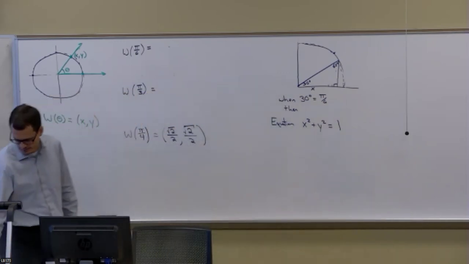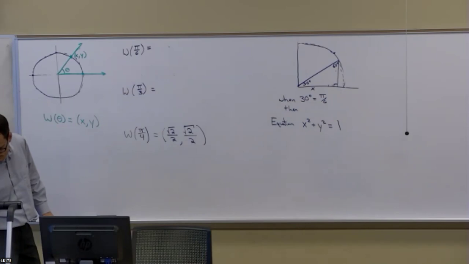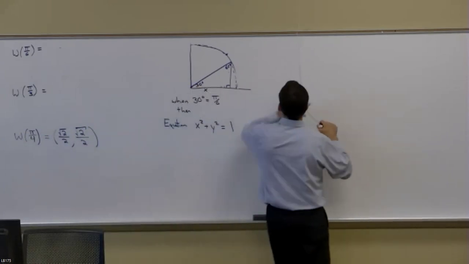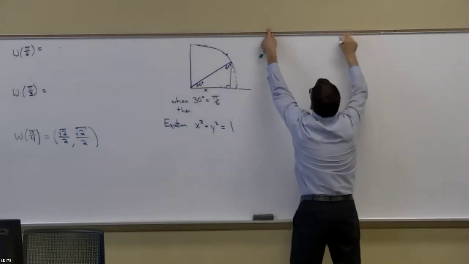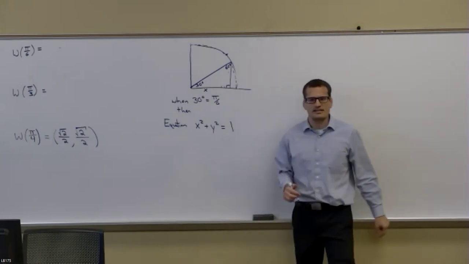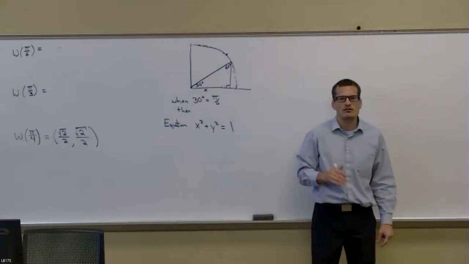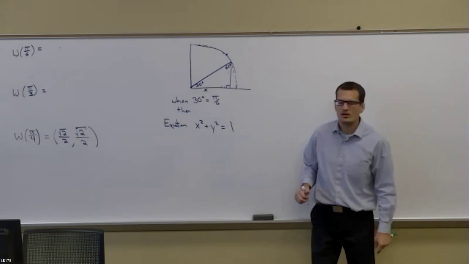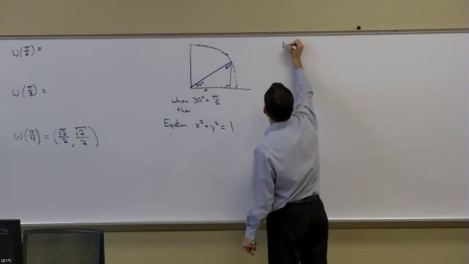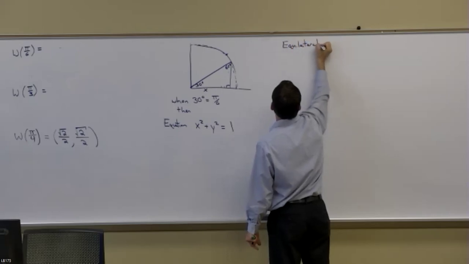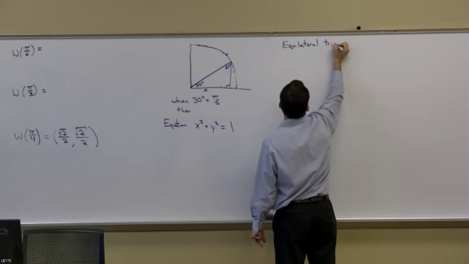Let me write it over here. So 30, 60, 90 right triangles actually come out of equilateral triangles. Do you guys know that? So think of an equilateral triangle. You guys know what an equilateral triangle is? All sides are the same.